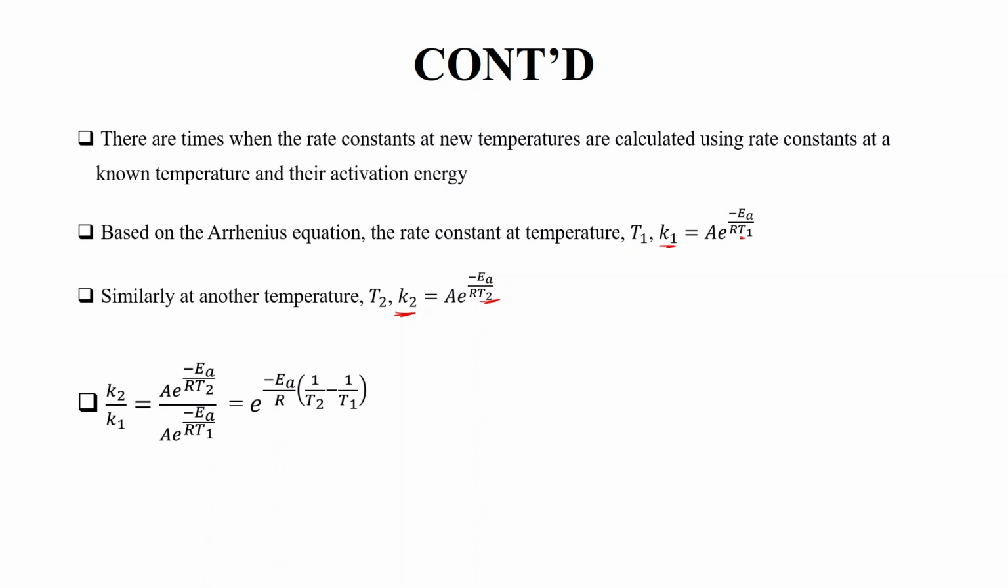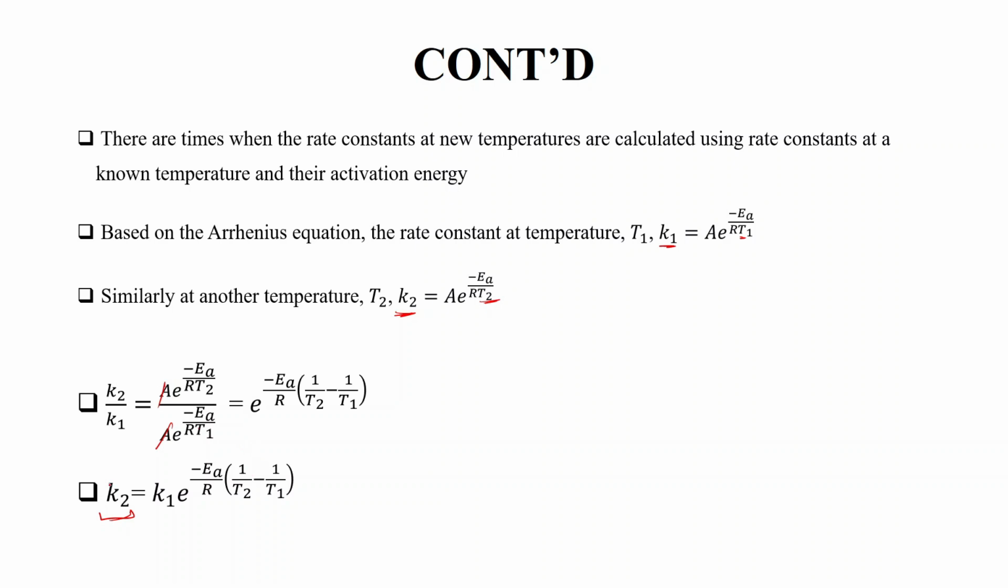Now we can find the ratio between these two K values. So the ratio of K2 to K1: I'm going to have A exponential negative EA over R T2 over the same thing, but with T1. Our A and our A cancel out. We apply indices here, and we end up getting K2 over K1 being equal to exponential negative EA over R multiplying 1 over T2 minus 1 over T1. And then when we want to find K2, K2 will be equal to K1 exponential negative EA over R multiplying 1 over T2 minus 1 over T1.